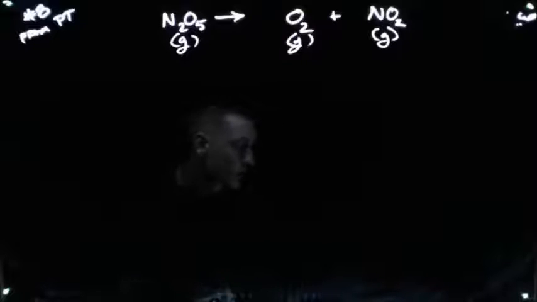All right, this problem is another gas stoichiometry problem, and it comes from the practice test. It is number 8 from the practice test, and it is examining this equation: dinitrogen pentoxide decomposing into elemental oxygen and nitrogen dioxide. So it's one gas decomposing into two gases.